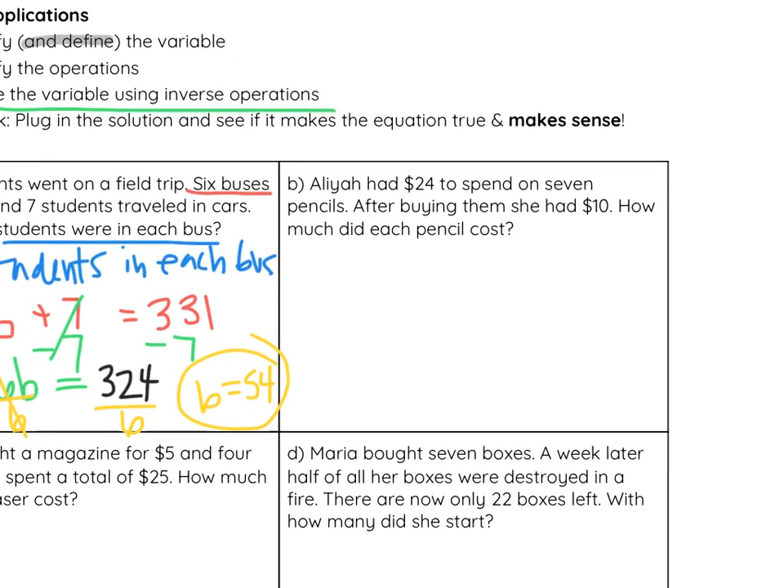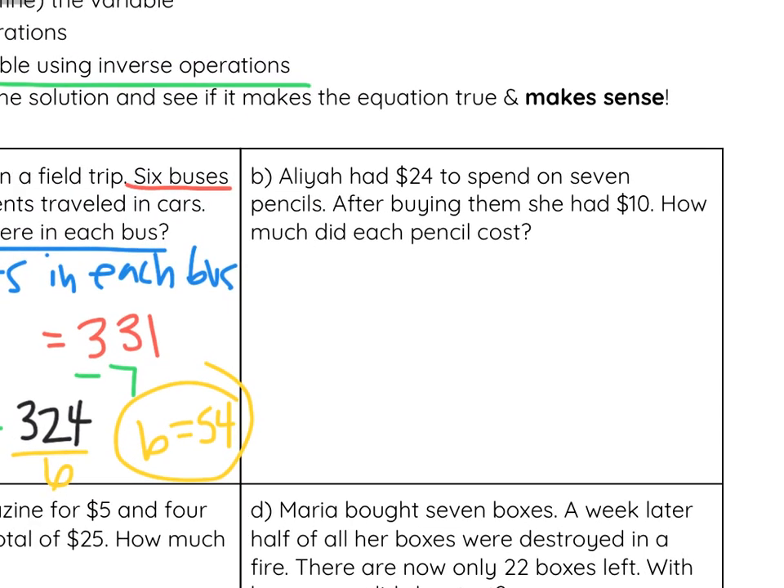All right, let's look at B. Aaliyah had $24 to spend on 7 pencils. After buying them, she had $10. We want to determine how much should each pencil cost. So I'm going to use P. It doesn't matter what letter you use for your variable. I like to do something that makes sense, but just be careful when you do that. Like using S's sometimes look like 5s. Using L's sometimes look like 1s. Anyway, so this is the cost of each pencil.